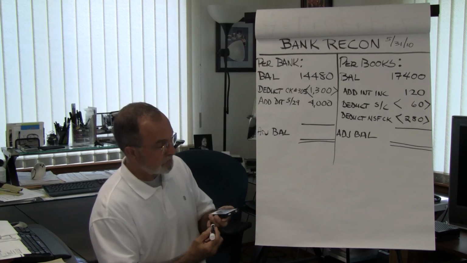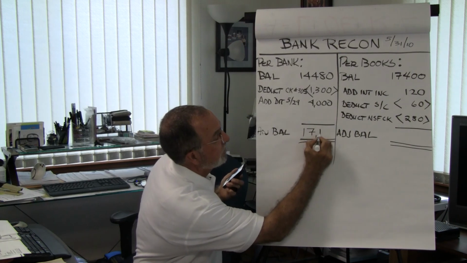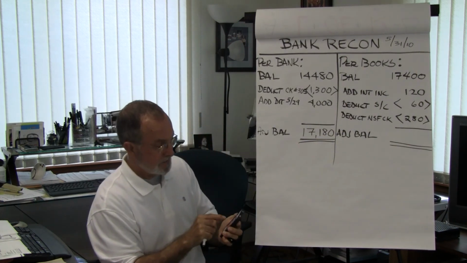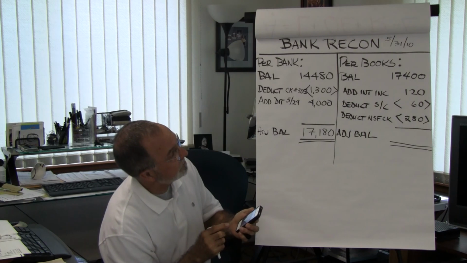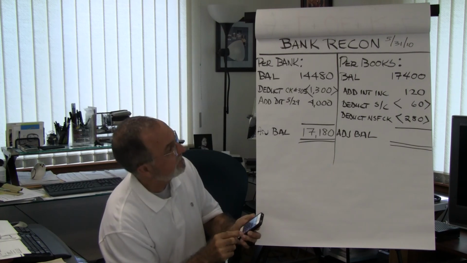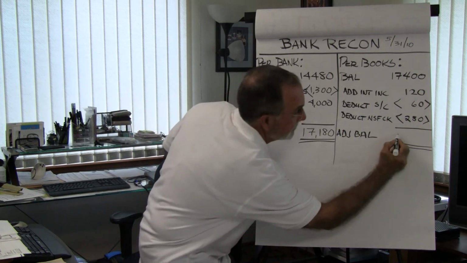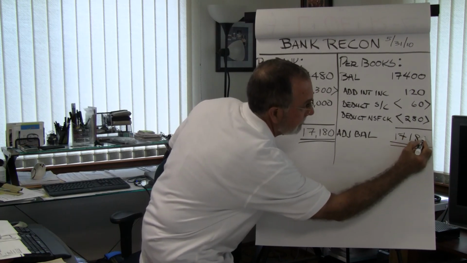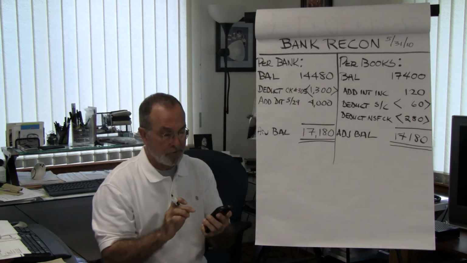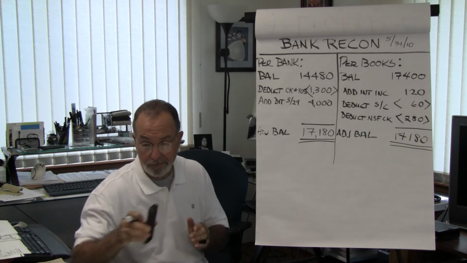We have an adjusted balance on the bank side of 17,180, and on the book side also 17,180. And so it appears that we are okay. We have reconciled our bank account.